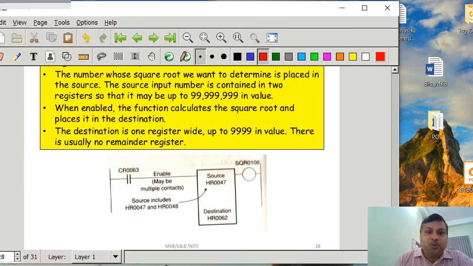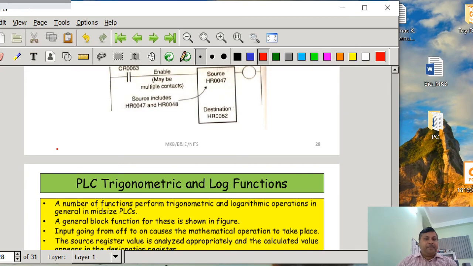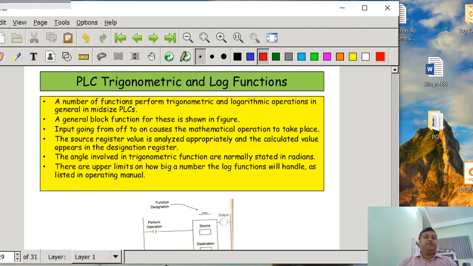Then the PLC square root. The figure shows the square root function found in PLCs. So SQR is reserved for the square root function. The number whose square root we are going to determine is placed in the source. The source input number is contained in two registers, so that it may be up to this high value. When enabled, the function calculates the square root and places it in the destination. The destination is one register wide, that is 9999 in value, and there is usually no remainder register.